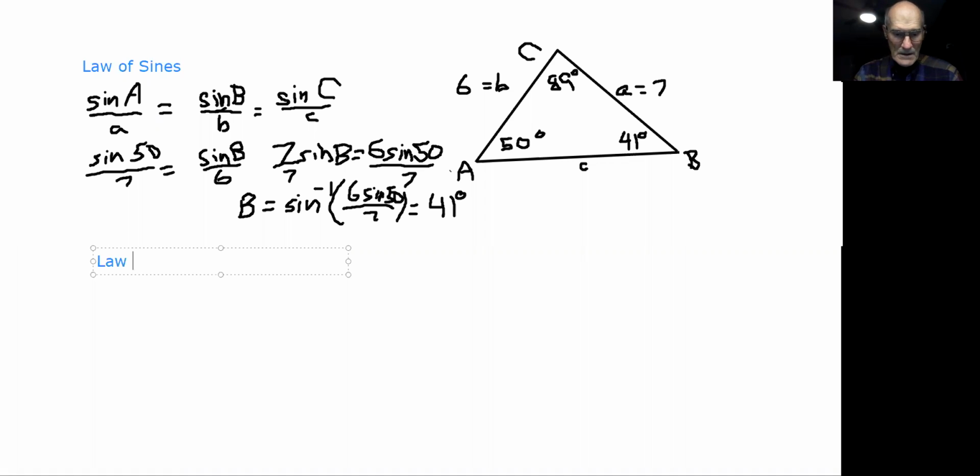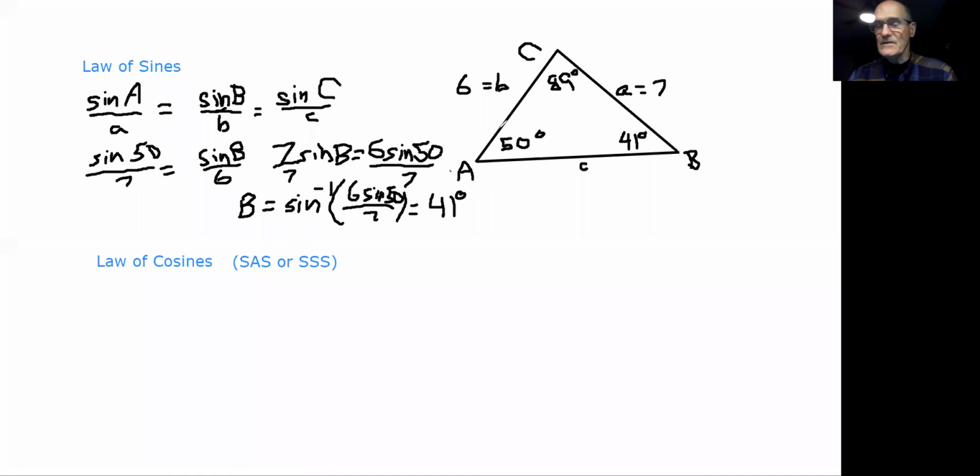The next thing you would try if you do not have a complete ratio is what's called the law of cosines. The law of cosines requires that you have side angle side. So I will come back here and do the text here. The law of cosines works for when you have a side angle side situation or a side side side situation.